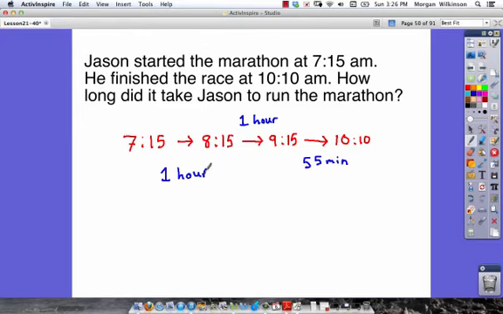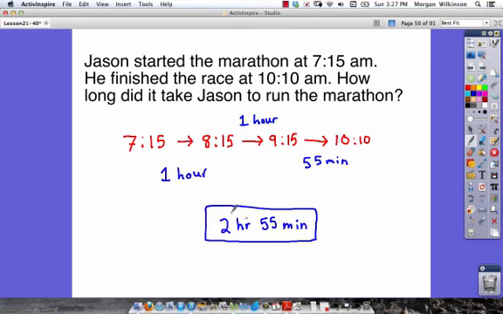So we can add up our total time. We're going to get 1 hour plus 1 hour plus 55 minutes. Well, 1 hour plus 1 hour is 2 hours, and 2 hours plus 55 minutes is 2 hours, 55 minutes. We could report our answer with abbreviations like this if you like, or you could write out hours and write out minutes. We've got our final answer, 2 hours, 55 minutes. Let's look at our next elapsed time problem.